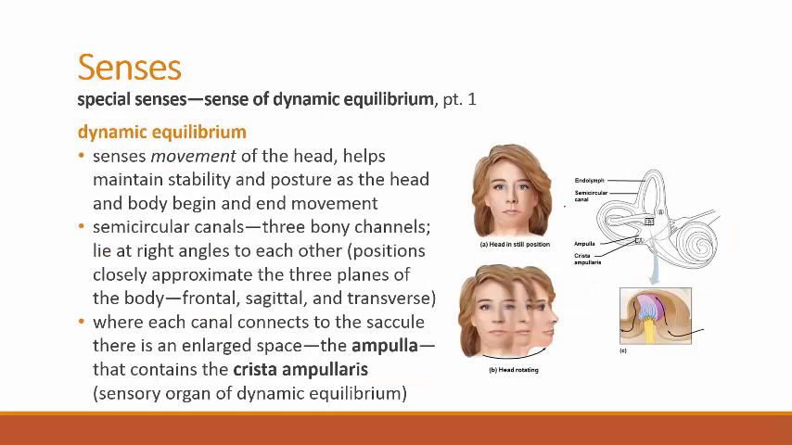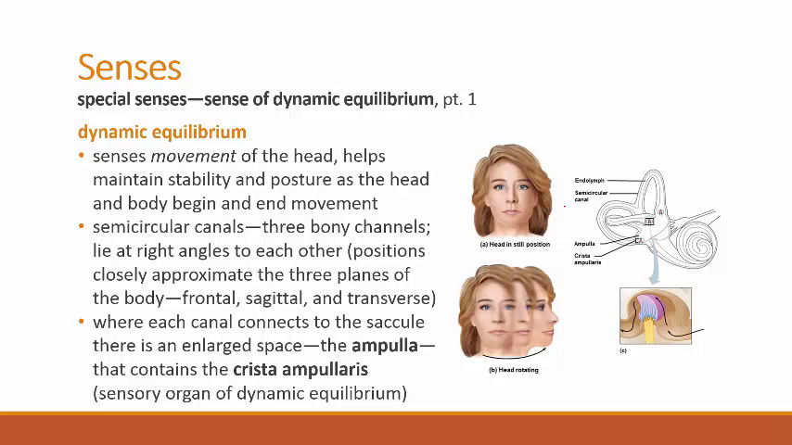All right, so that's static equilibrium, but we also use the inner ear to keep track of dynamic equilibrium, so the movement of the head. And if the head is moving, then frequently the body is moving as well. So if you're sitting in a car moving forward, you're going to be getting information from the semicircular canals about the forward movement of your head and the body, because the body is attached to the head.